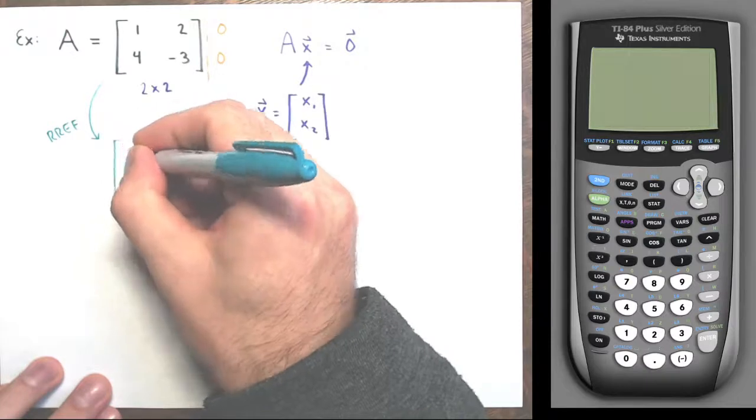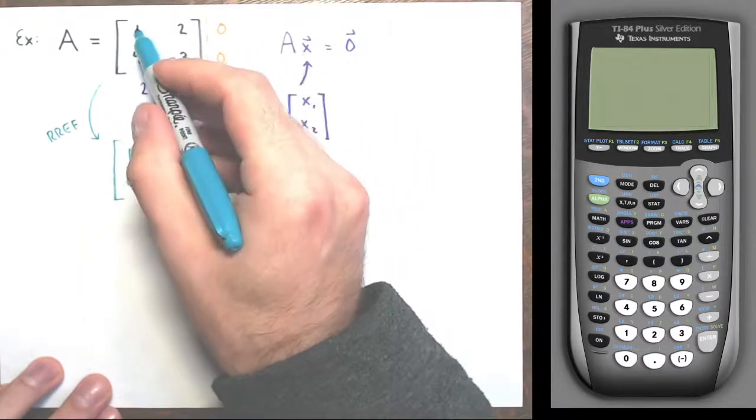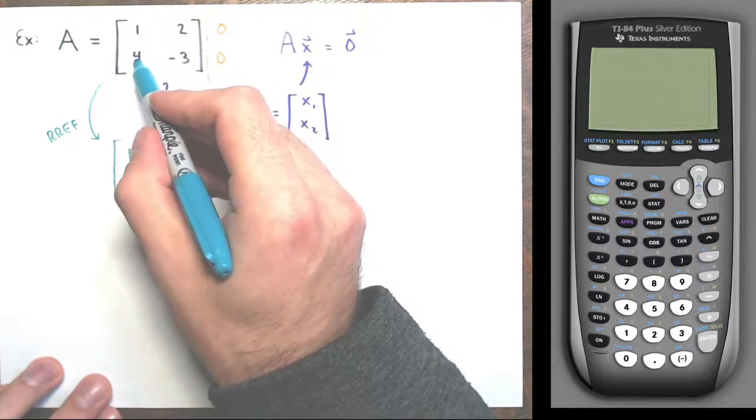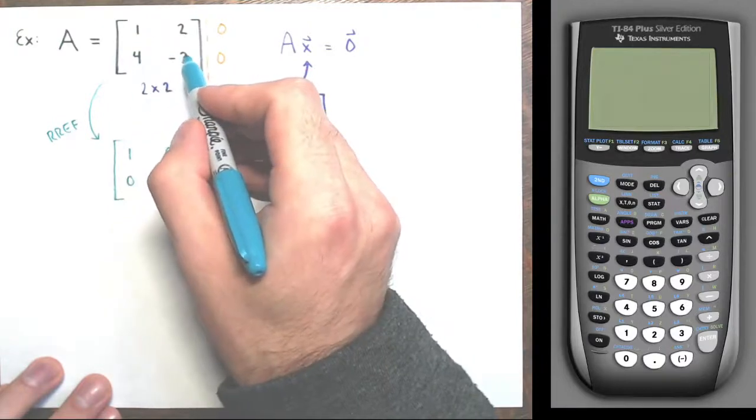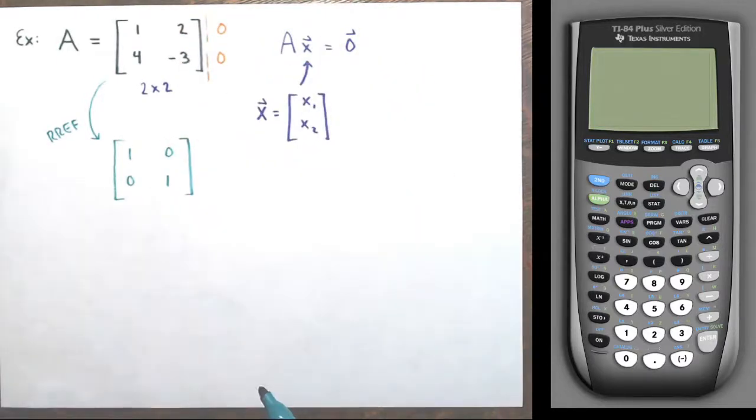1 0 0 1. And again, you could also go through the operations. Take -4 of this row and then add it to this row to make a new row 2. And then you'd have something here and make that into a 1, and then eliminate the one above it, right? You'd see that you could make this into the identity matrix in reduced echelon form.